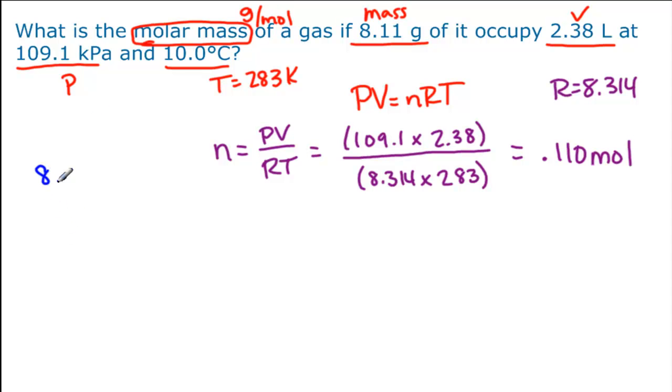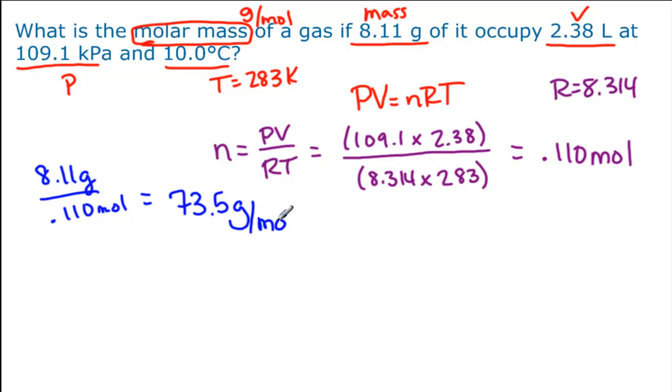So if the molar mass is grams divided by moles, grams per mole, then we can just do 8.11 grams divided by 0.110 moles, and you end up with 73.5 grams per mole. So if you know what the unit is, that tells you what the formula should be. The unit is your big clue here.